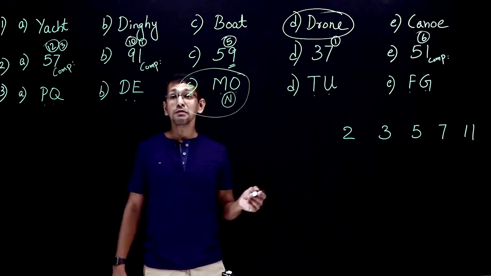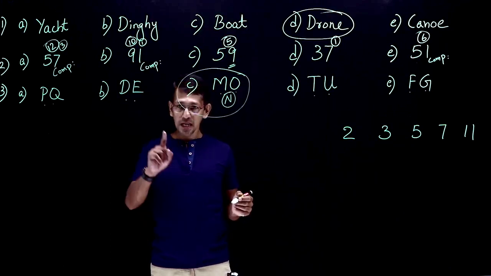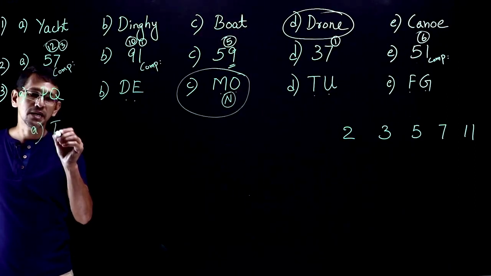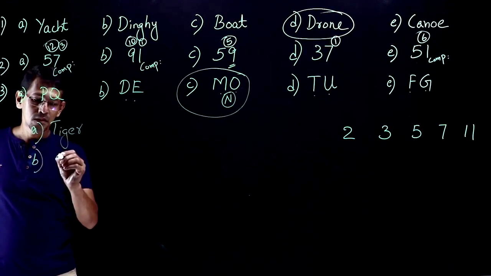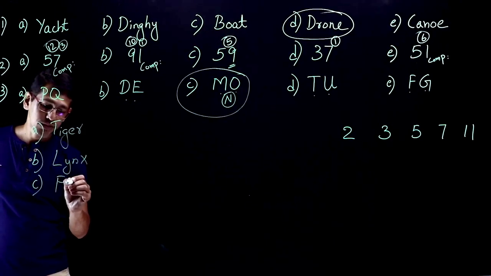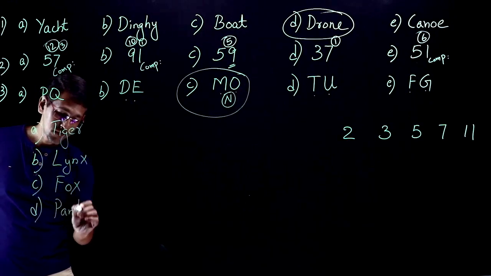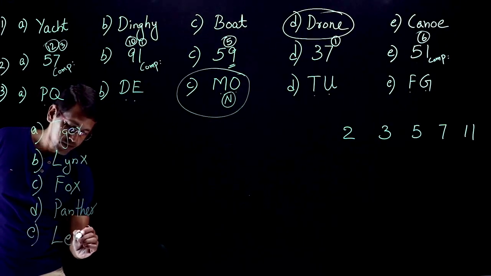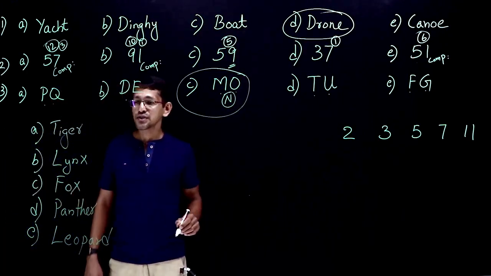Now, you may have questions from animal kingdom as well. So if it is from animal kingdom, how do you answer those questions? Look at it. I'll give you an example. From animal kingdom, the questions like, you know what? Tiger. Lynx. Fox. Panther. Leopard. Which one would be the odd one in this group?